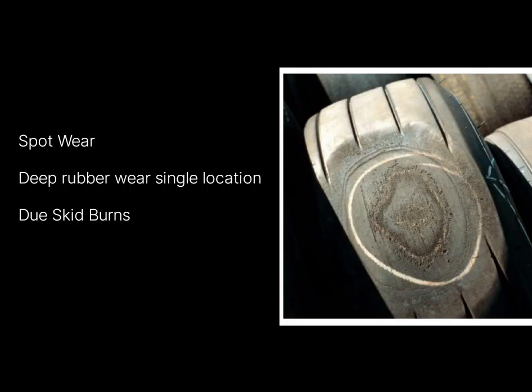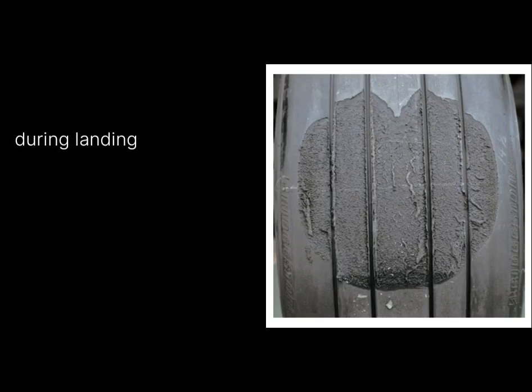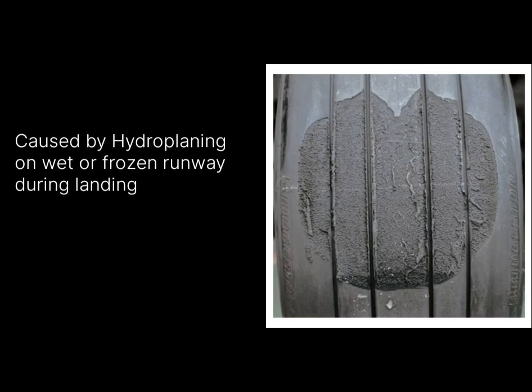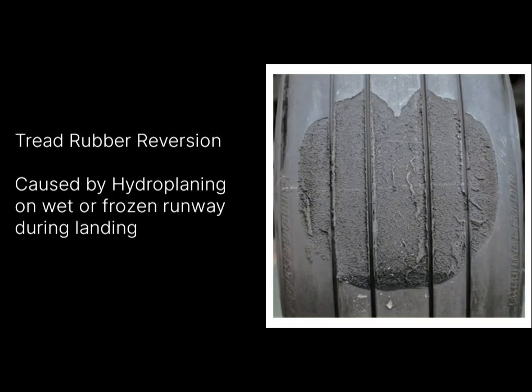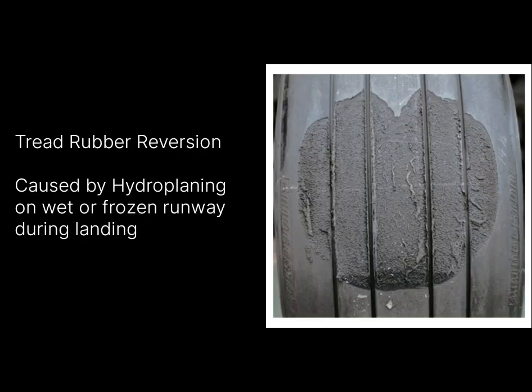Here also, if spot wear reaches the reinforced fabric or cord protector, you have to remove the tire from service. If the spot wear doesn't reach the reinforced fabric or cord protector and sufficient groove depth in the spot wear area is available, then you can leave the tire on the aircraft for further service and it is to be monitored. Another type is tread rubber reversion caused by hydroplaning on a wet or frozen runway during landing. In this condition also, if reinforcing fabric is visible, then you have to remove the tire from service. If it is not visible, sufficient grooves are available, and there is no separation of the layers, then you can leave the tire with the aircraft for further operation, to be monitored.